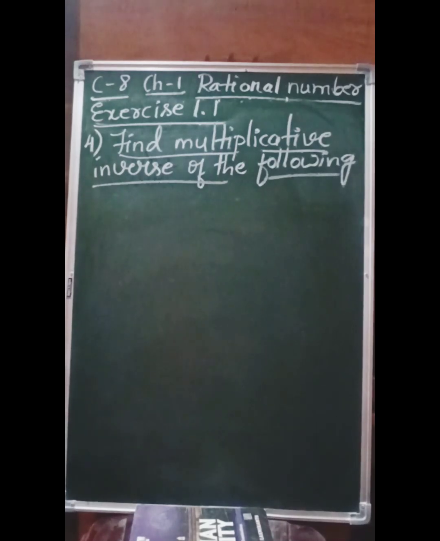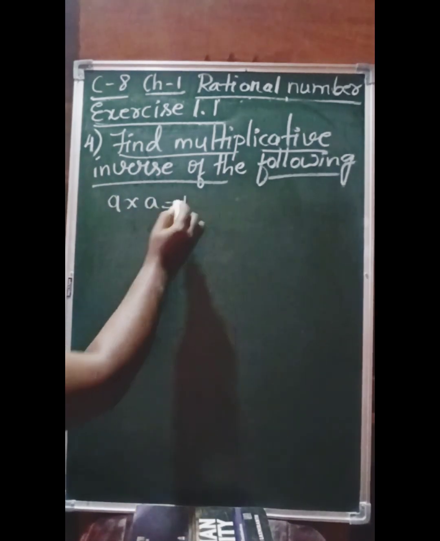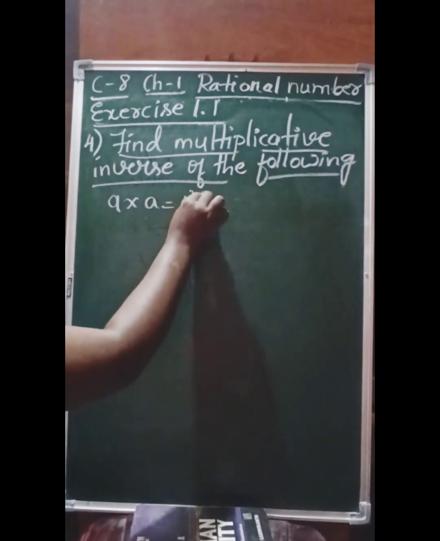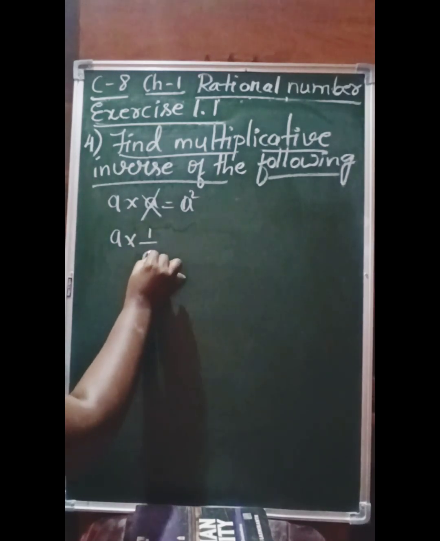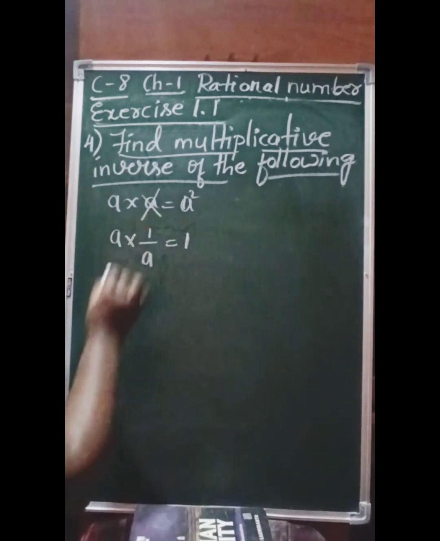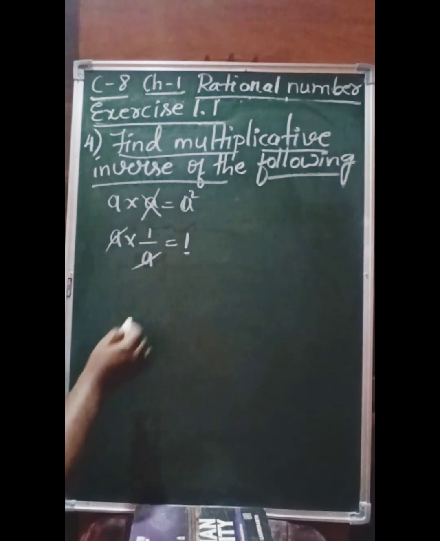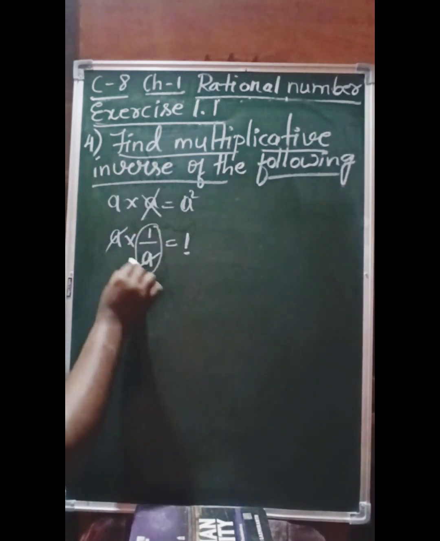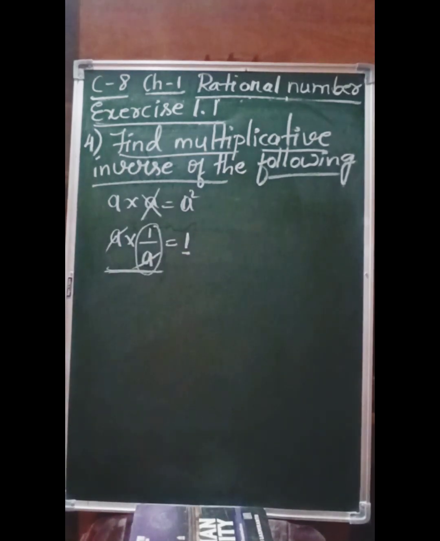The next problem is you have to find the multiplicative inverse. As we know, for any number they give, when we take the product with it we should get 1, right? So here a into a is a square, so this is wrong. We have to consider a number in such a way that the terms get cancelled and the product gives 1. See here, a into a gets cancelled, 1 into 1 is 1. So for any given problem, you have to consider the multiplicative inverse in such a way that the product of these two gives 1. Let's see how to find the multiplicative inverse for the given problems.